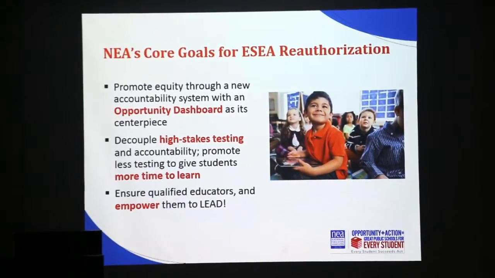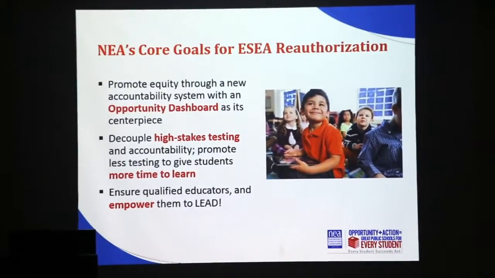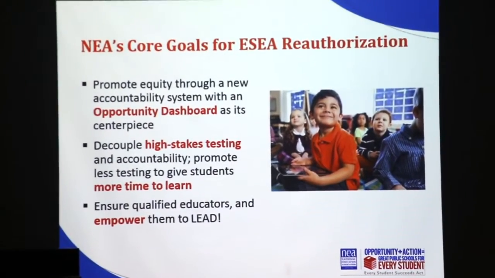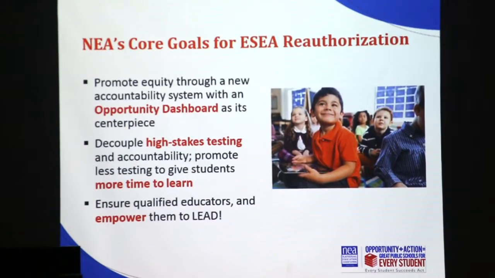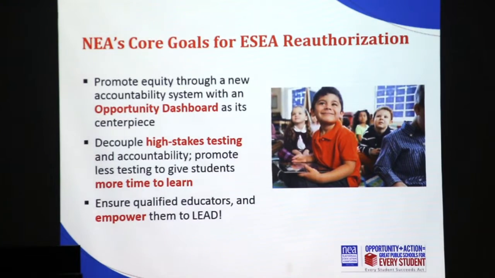NEA had several goals when they worked to get this Elementary and Secondary Education Act reauthorized, which, as you know, used to be called No Child Left Behind. They wanted to promote equity through a new accountability system with an opportunity dashboard as its centerpiece. That opportunity dashboard would use multiple measures of school effectiveness so that we would argue not to use the system that's currently in statute in Arizona that gives us the A through F label.